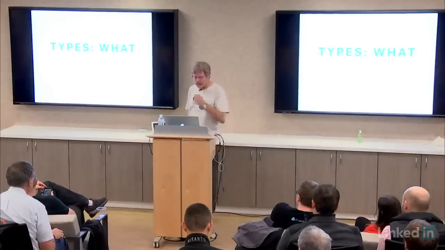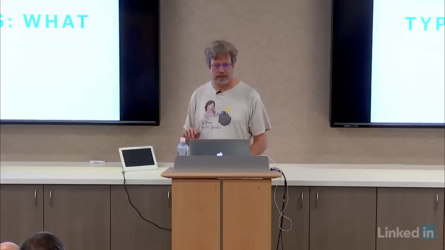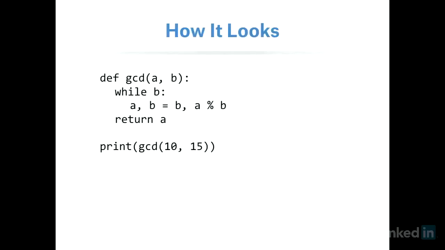So I feel this is like the tip of the iceberg. We're looking at a function of 4 lines here. It works. We call it, the greatest common denominator of 10 and 15 is 5.